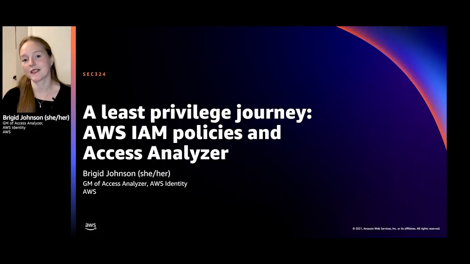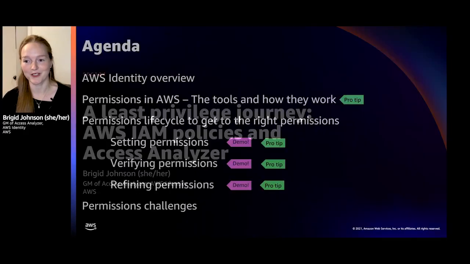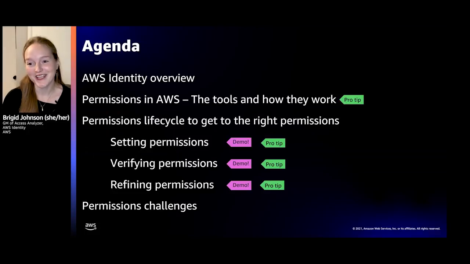And one thing that I really like about this talk that we've put together is essentially we talk about the new functionality that Access Analyzer has launched this year to make it easier for you to get to least privilege, but we also dive into some really cool policy topics. So it's a little bit of balance of diving deep as well as seeing how Access Analyzer helps you get to the right permissions. So here's the lineup for today.